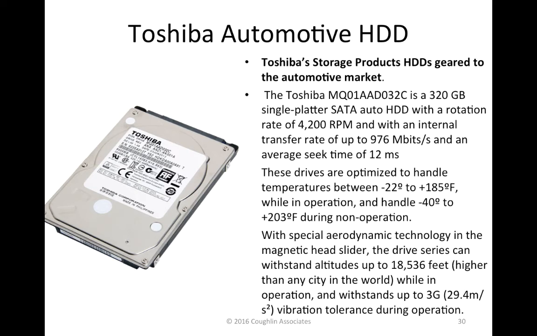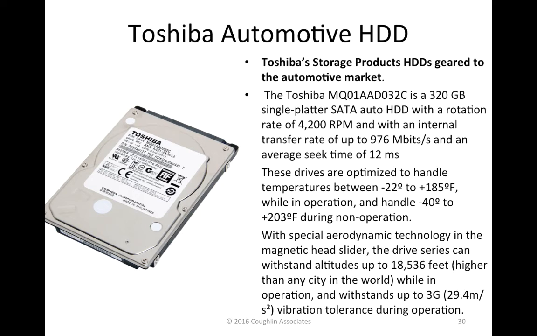Now, first we'll start off with hard disk drives. There are hard disk drives used in some automobile applications, and particularly in infotainment systems. This example here is a Toshiba storage product, which has capacities up to 320 gigabytes. It's a single platter SATA drive with 4,200 RPM and a transfer rate up to 976 megabits per second and a seek time of 12 milliseconds.